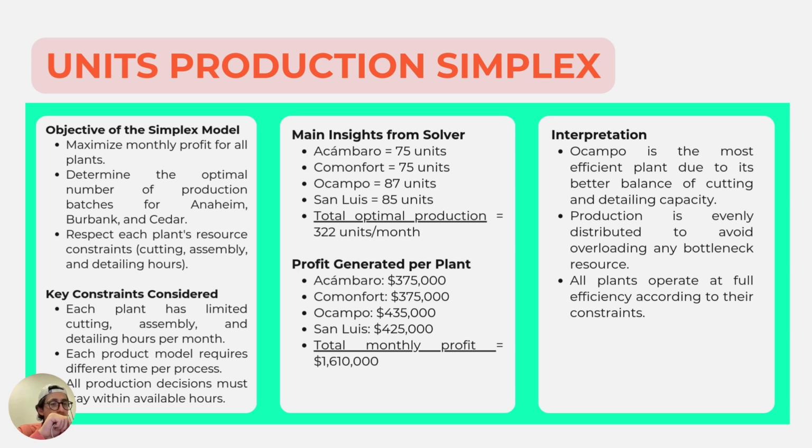Now the profit results. Total monthly profit is 1,610,000 pesos, broken down as Acambaro 375,000, Comonfort 375,000, Ocampo 435,000, and San Luis 425,000. This solution is mathematically optimal. No other combination gives a higher total profit.